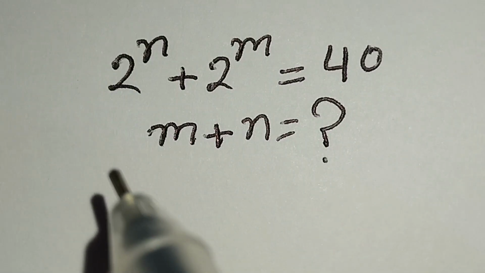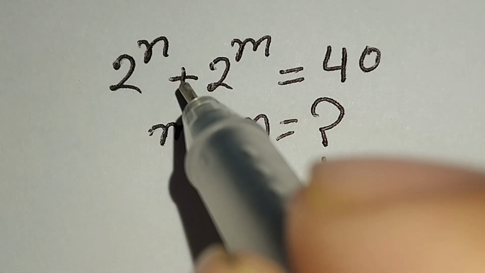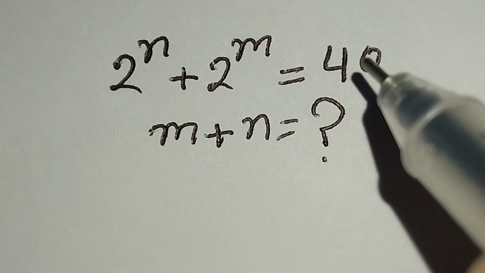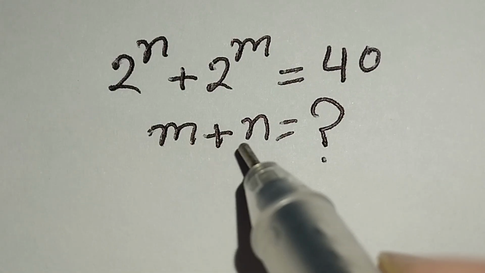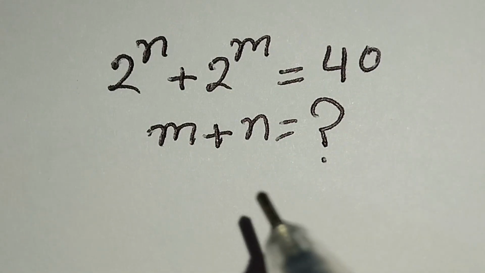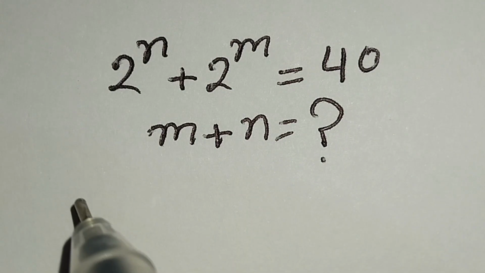Hi, this is a nice math problem. 2 to the power n plus 2 to the power m equals 40, and we have to find the value of m plus n. So let's start. Solution.